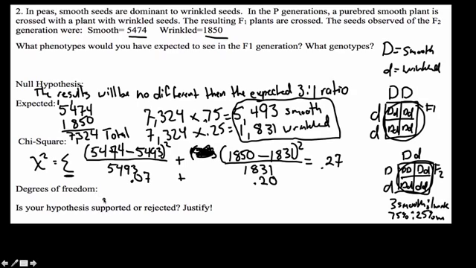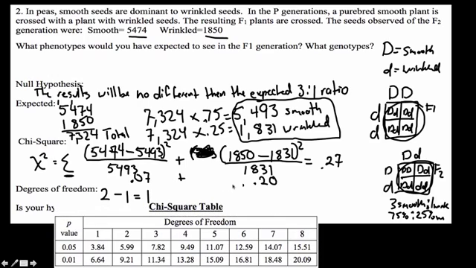Now I have to calculate my degrees of freedom. Degrees of freedom is the number of things I am comparing. So I'm comparing smooth and wrinkled, so two things. 2 minus 1, so whatever the number of things you're comparing minus 1 equals 1 degree of freedom. Now, we need our little chart here to decide. With 1 degree of freedom, we would have to reject our hypothesis of the expected 3-to-1 ratio based on complete dominance if it was 3.84 or bigger. We got 0.27. So since it's 0.27, our hypothesis is supported.